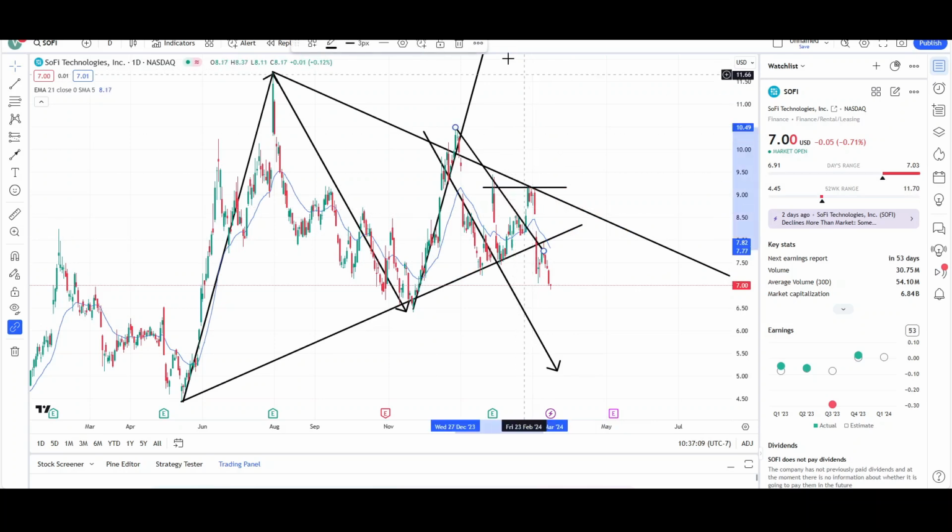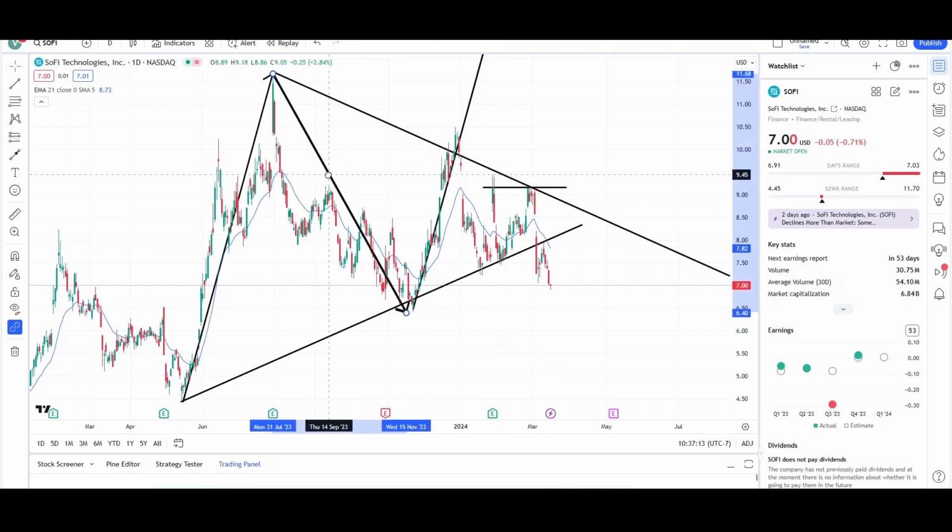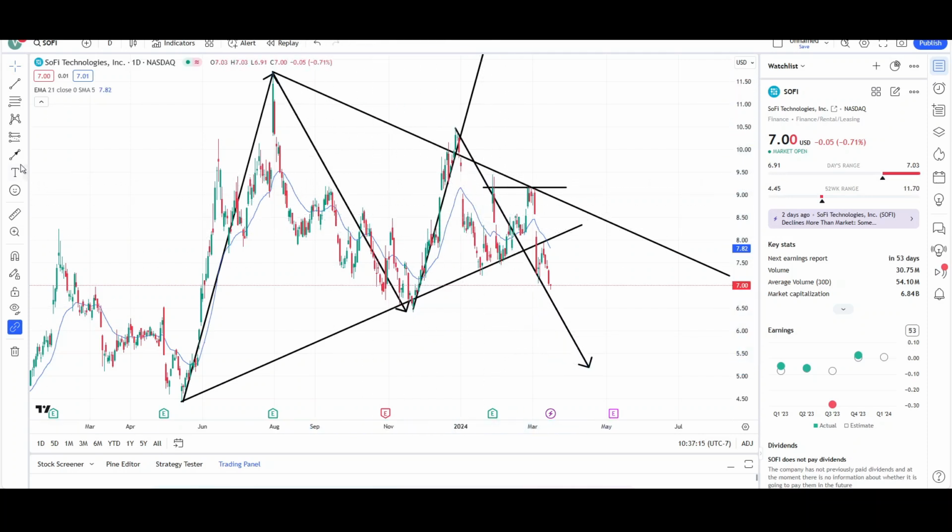So again, SoFi is headed lower because that's what the measured move target is. We have one leg down right here. This is the second leg down. This is the first attempt by the sellers to reach it that failed. This was a second attempt to reach that measure target that failed. And then this is the third push to reach that measurement target. So this could be the final push.